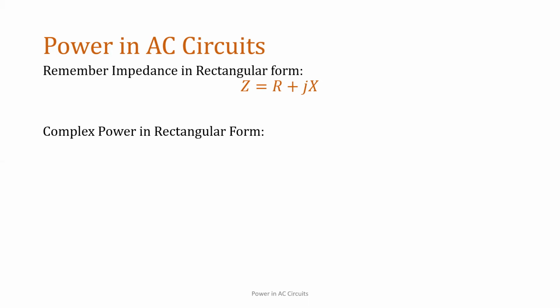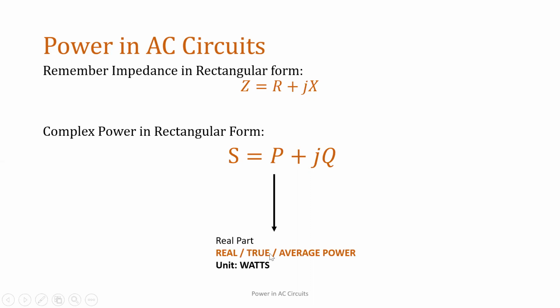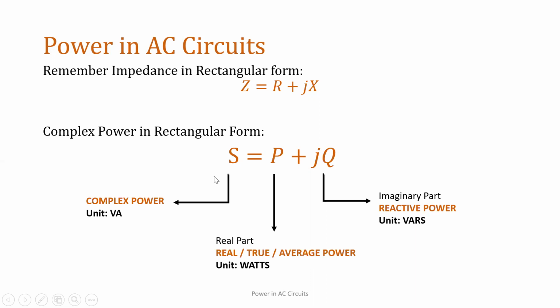We have S equal to P plus jQ, where P is the real, true, or average power. This is the real part, and the unit is watts. Next, we have the imaginary part, which is the reactive power. The unit is VAR. And we have the complex power. The unit is volt-amperes, VA. Again, previously it was stated that complex power is the result of the combination of the real and the reactive power.